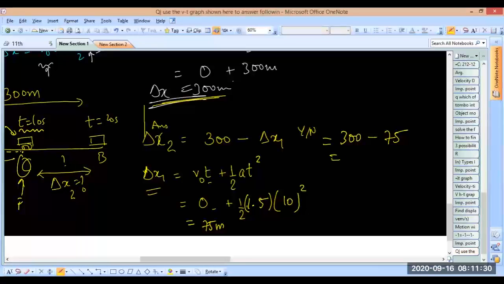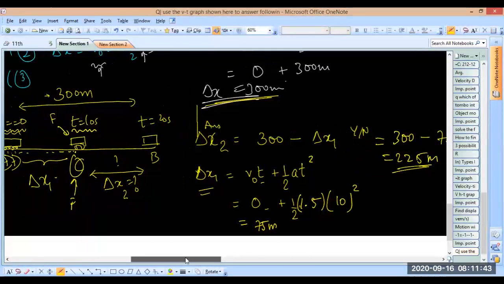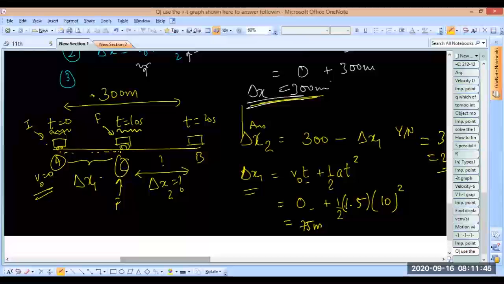225 meter. That's the correct answer. So this is how you could do this. Of course, we are going to do a lot more questions like this.